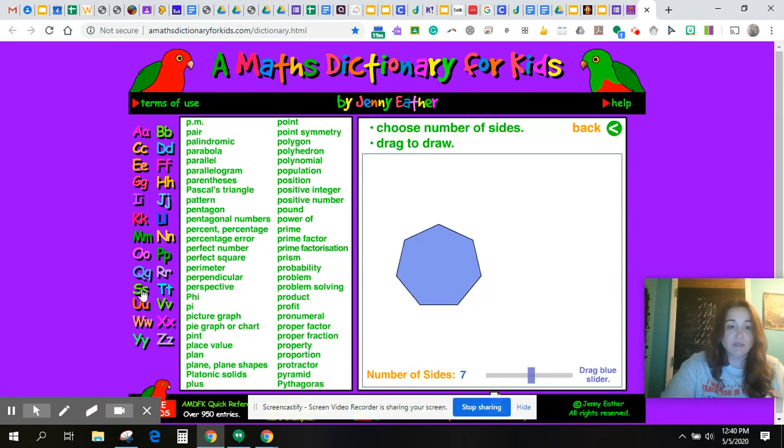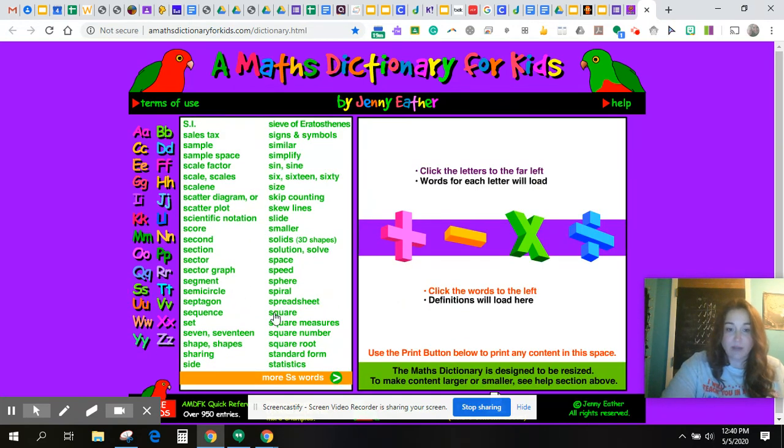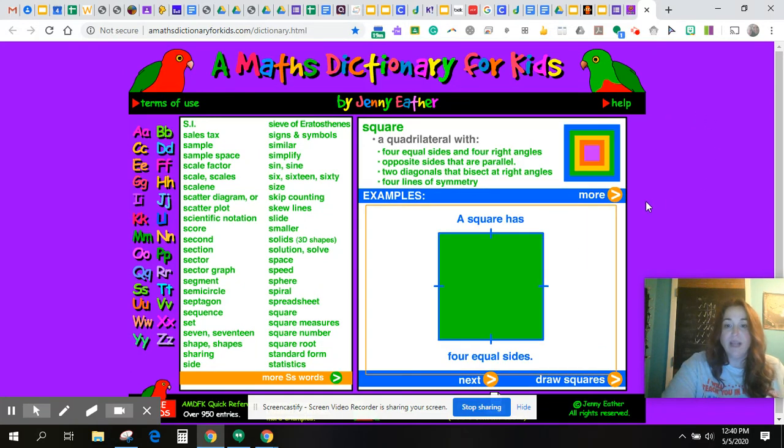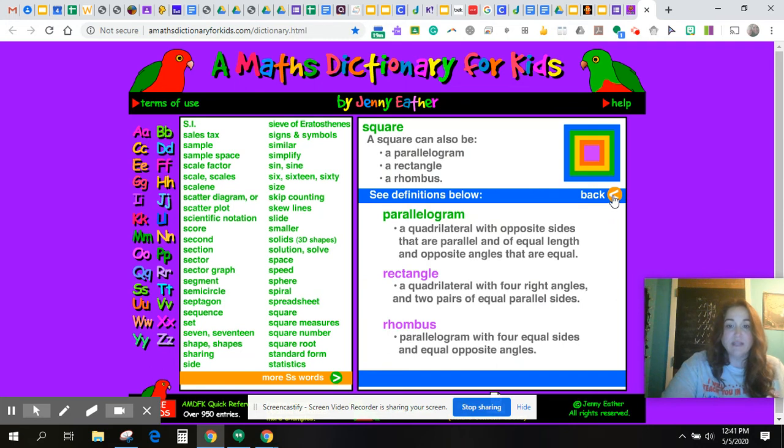Now, for instance, if we want to talk about a square, you can click on S for square, and then, of course, go click on square, and it'll tell us some more definitions of it. It'll give us some pictures of it and some examples of it, like what could be a square: parallelogram, rectangle, rhombus, and they go more into detail into those definitions.